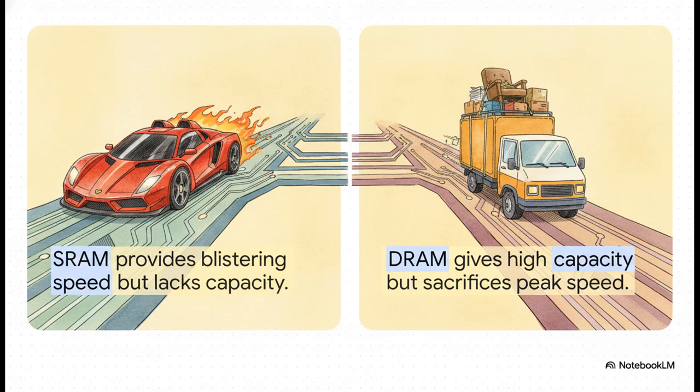Think of SRAM as a two-seater sports car, right? It's incredibly fast, but you're definitely not using it to help your friend move apartments. DRAM is the delivery van. It's a bit slower getting off the line, but it can carry an entire apartment's worth of furniture in one go. A well-designed computing system relies heavily on both of these working together seamlessly.